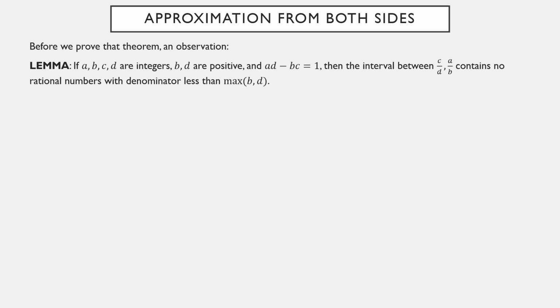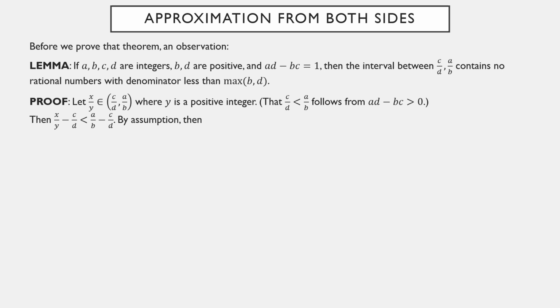Suppose a, b, c, d are integers, b and d are positive, and ad minus bc is 1. Then if I make the rational numbers c over d and a over b, the interval between them has no rational numbers in it whose denominator is less than whatever the larger of the two denominators b and d are. The proof is actually quite straightforward.